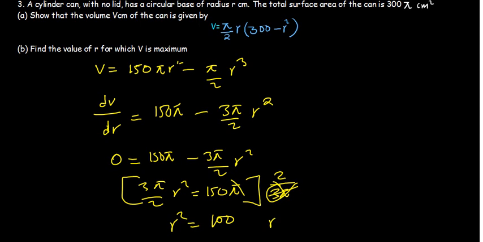That will give us r to be equal to positive or negative 10. But because this is measurements, we don't take length to be negative. So r is going to just be positive 10. That is going to be in centimeters. So that is going to be the answer to that one.